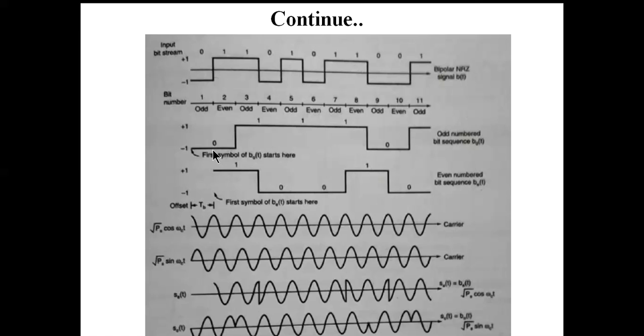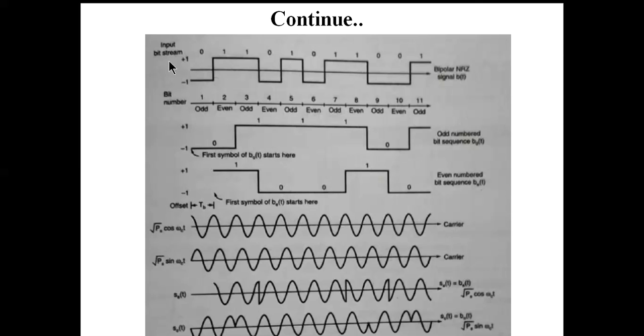So BOT consists of the odd bit part. Here you can see that the first bit is minus. In this case, each symbol will last up to 2 Tb duration. Now the next odd bit is 1, so this will be 1, but it will last up to 2 Tb. Next odd bits 5 is 1, 7 is 1, 9 is 0, you can see that 0.